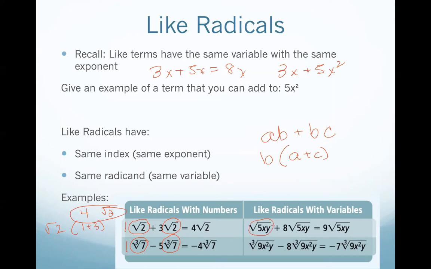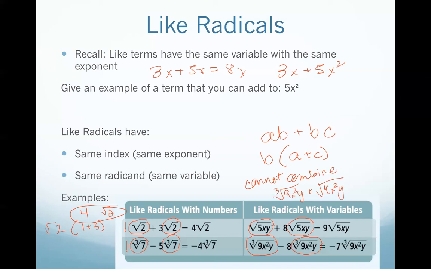The square root of 5xy, square root of 5xy. Cube root of 9x squared y, cube root of 9x squared y. So an example of non-like radicals, which I cannot combine, is if I had the cube root of 9x squared y and the square root of 9x squared y. The radicands are the same, but the indexes or indices are different. So I cannot combine these.